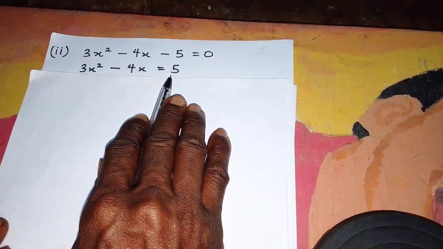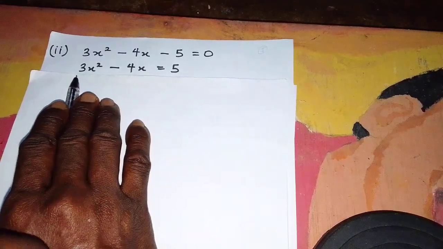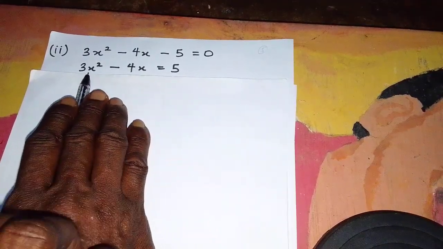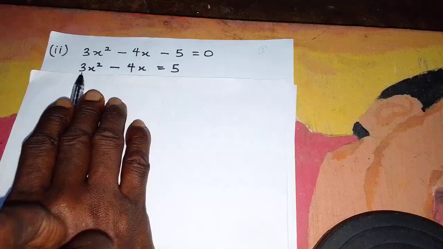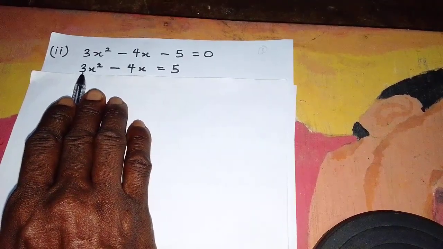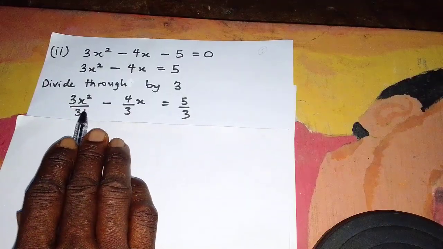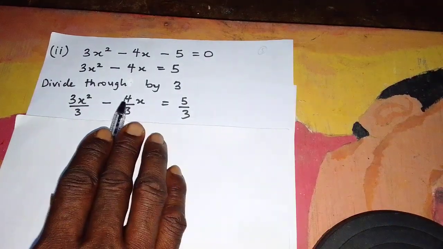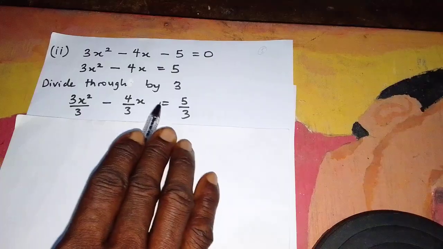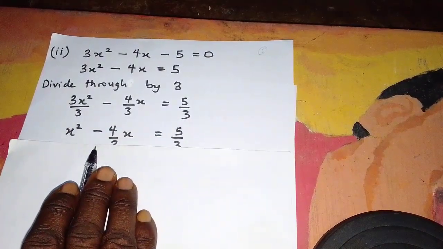So from here, you realize that the coefficient of x squared is 3. So that means you need to make it 1 by dividing throughout by this coefficient, which is 3. So that means you now have 3x squared divided by 3 minus 4 over 3 x is equal to 5 over 3. 3 divided by 3 here will give us 1.